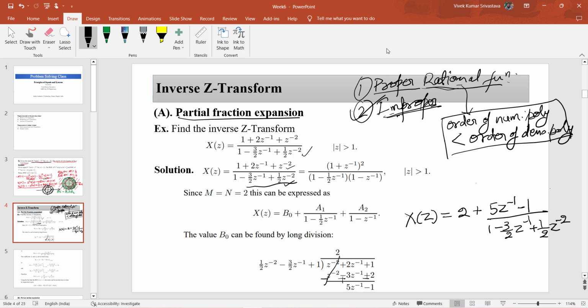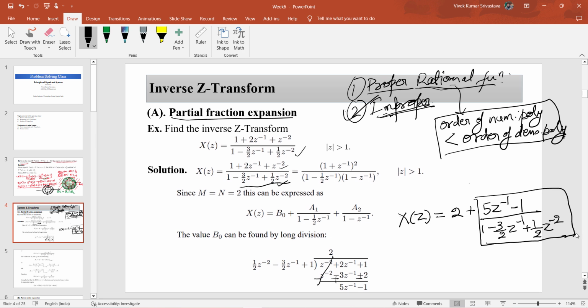Okay, so now this rational function is a proper rational function, and this is basically a constant. So we can now determine the inverse z transform for this rational function, and then we can easily determine the inverse z transform of this function.